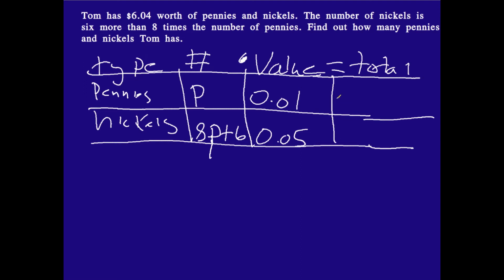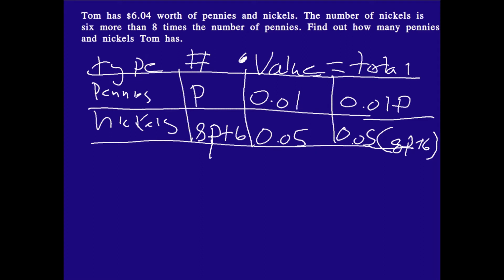And that's going to be P times 0.01, which is 0.01P. And then 8P plus 6 times 0.05 is going to be like this, 0.05, and then in parentheses, you'll have 8P plus 6. So that is our table that's going to set us up so that we're able to begin our actual equation here. Now, as for the actual equation, it's not that crazy. As you know, the total value should add up to $6.04.